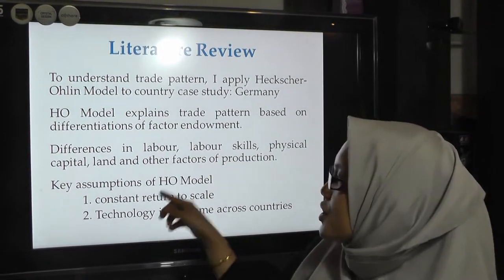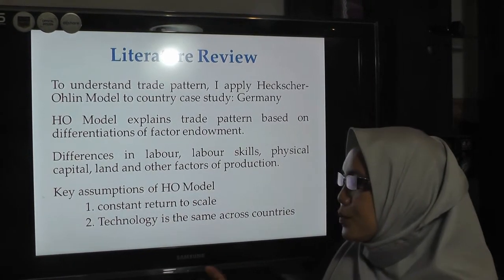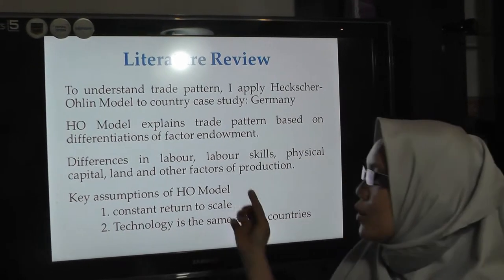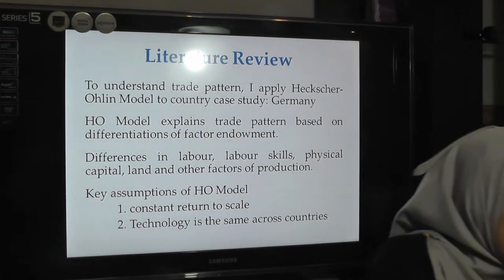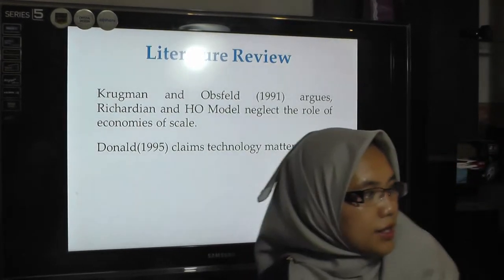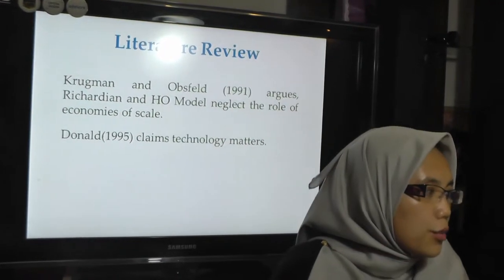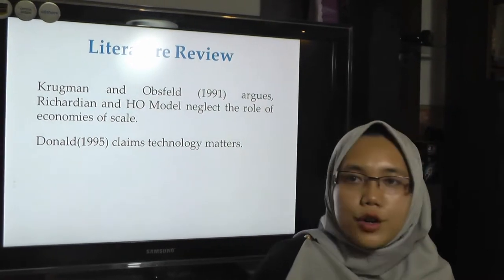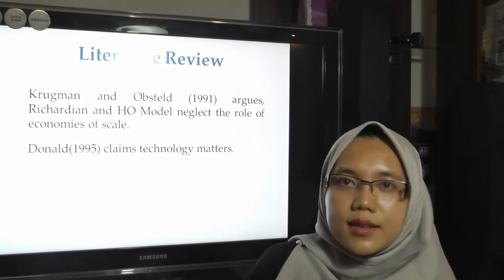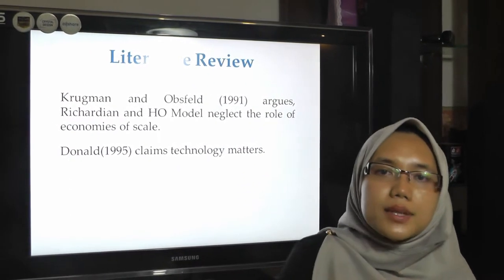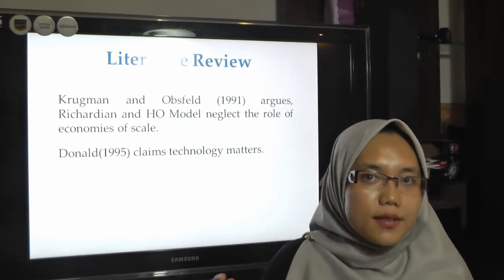So, on the key assumptions of the Heckscher-Ohlin model, they assume that the country will produce with constant returns to scale. And also that technology is the same across countries. So Krugman and Obstfeld in their book, International Economics, agree that the Ricardian and Heckscher-Ohlin models neglect the role of economies of scale. They assume that every country will tend to have increasing returns to scale. For example, if you have 10% of input, your output will produce more than 10%. So we say it as increasing returns to scale.